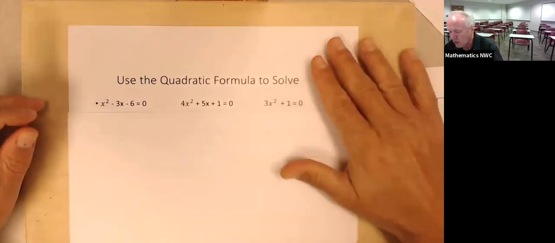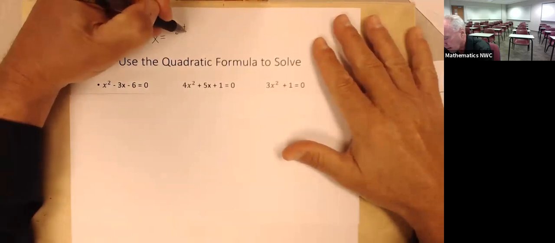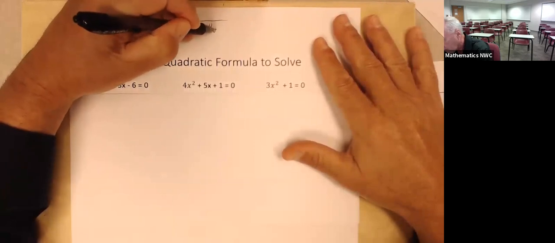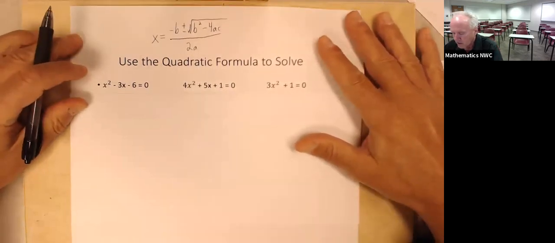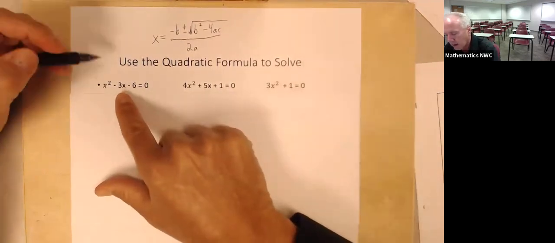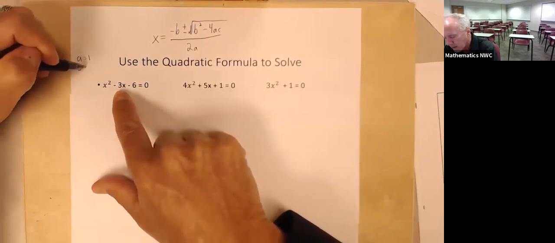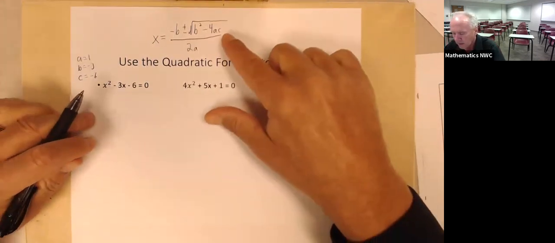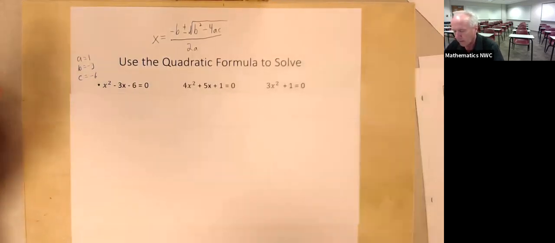I would like you to try some here. I'm going to put the formula up here just in case you forgot it. First thing you should do is identify your A, B, and C. So in this problem, A is 1, B is a negative 3, C is a negative 6. Go ahead and substitute into your formula now and do that for all three of them. I'm going to give you a head start and then we'll follow up.